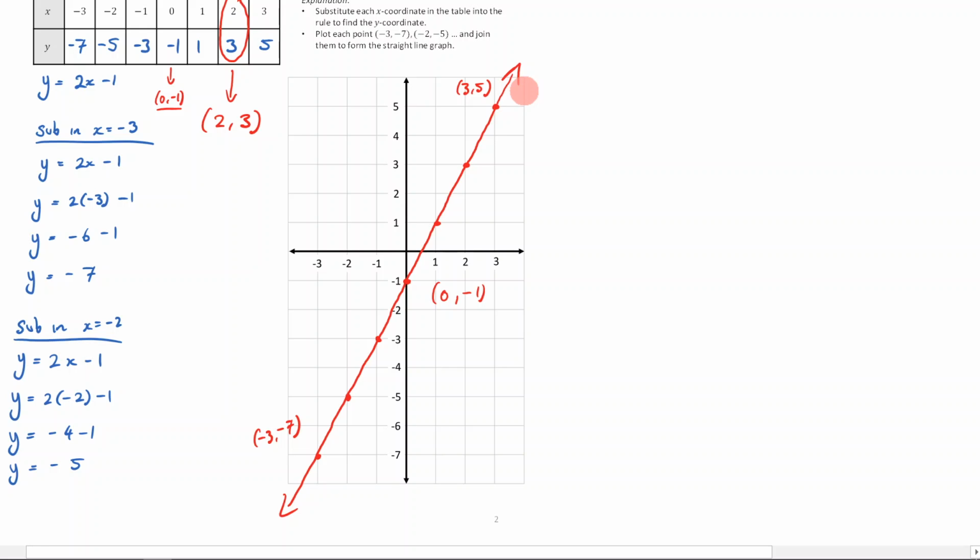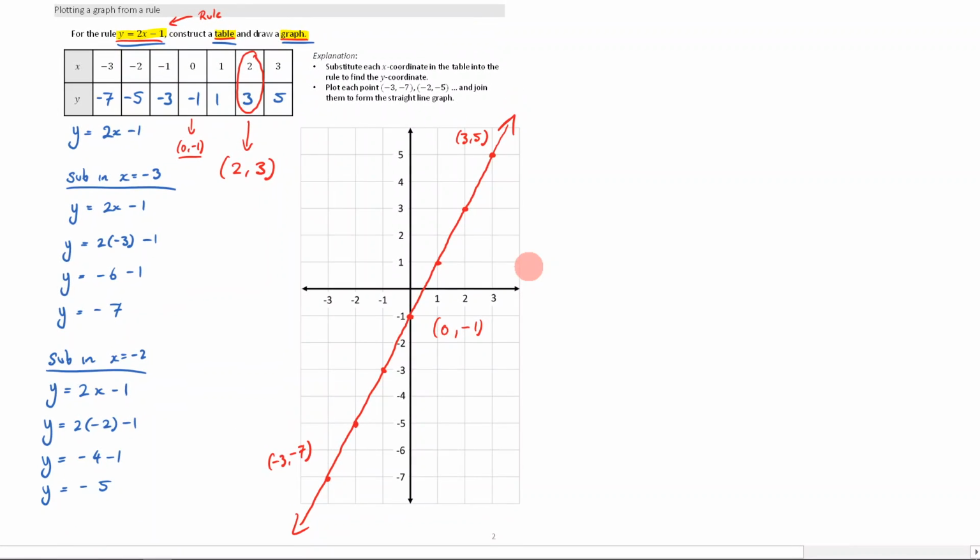Now, we have just created a graph of the rule y is equal to 2x minus 1. So write that down next to it. This line right here is y is equal to 2x minus 1. That's what the line is. So the line is the rule. Y is equal to 2x minus 1.